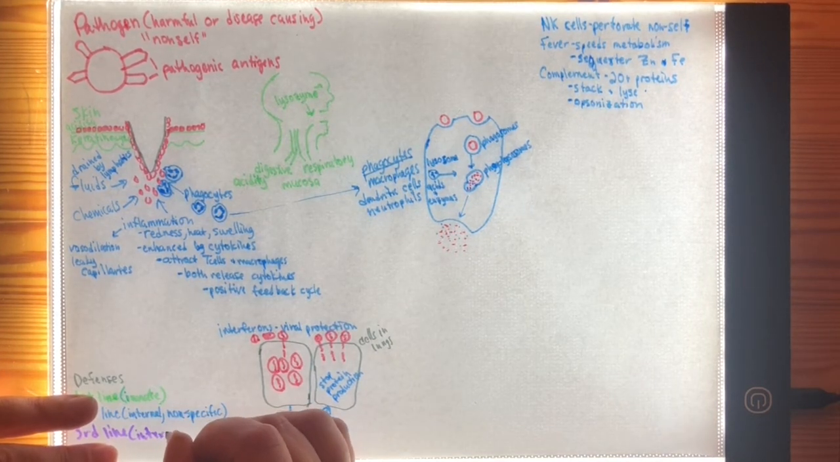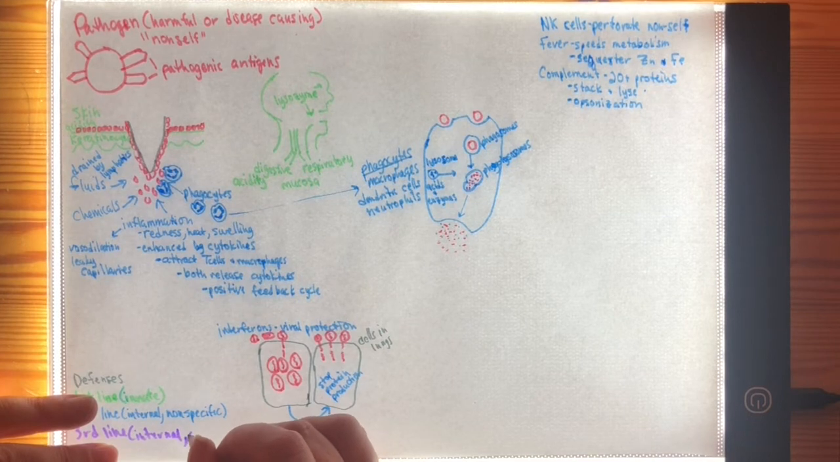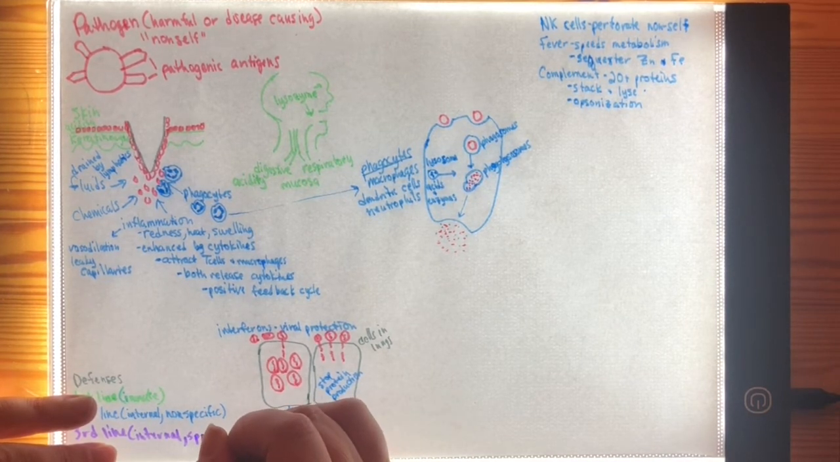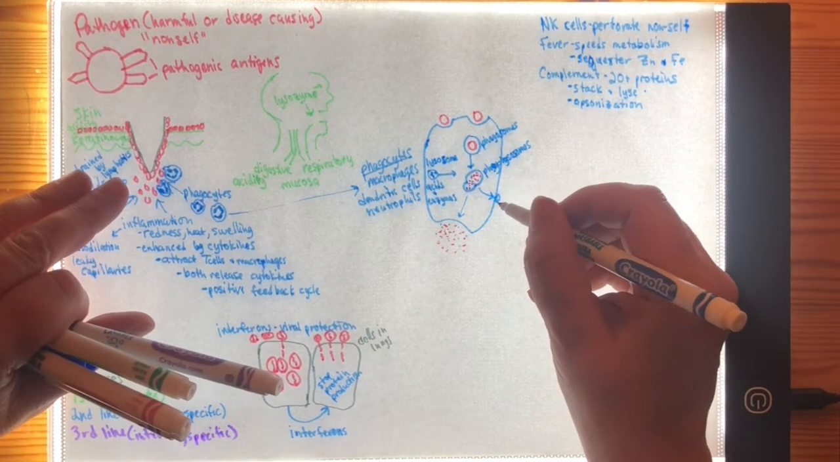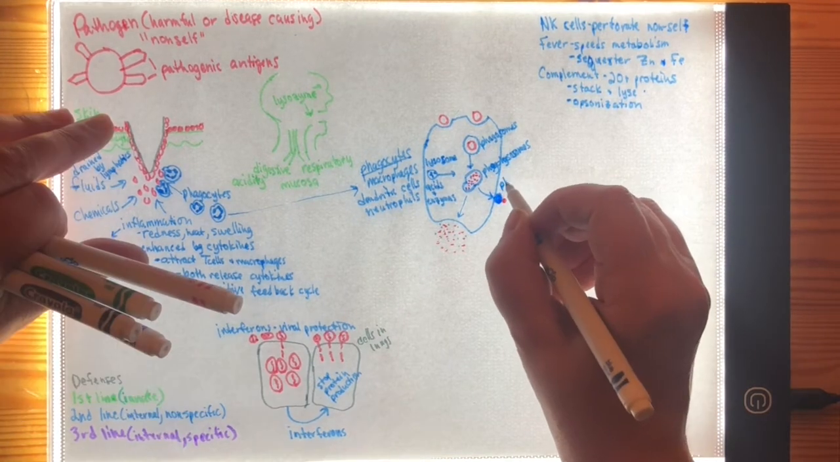Right, let's move on to our third line of defense. Here we're looking at internal and specific. We're going after a specific pathogen in this case. So let's take a look at how this works. And this is where we interact the second line of defense with the third line of defense.